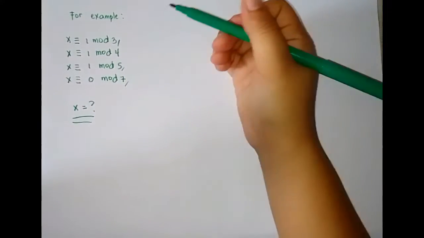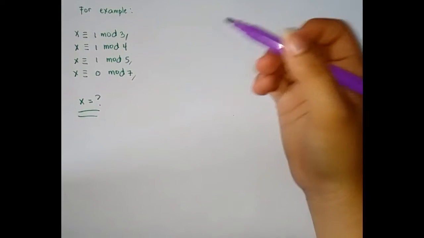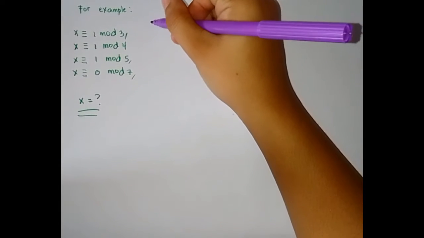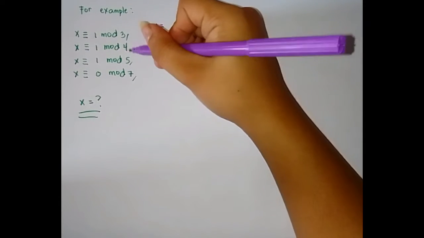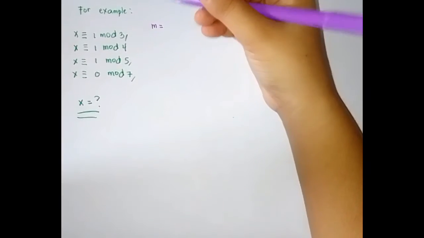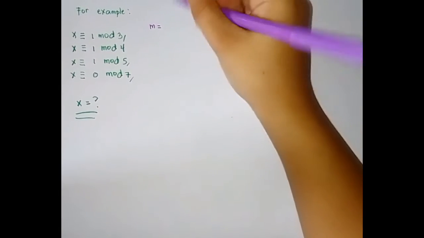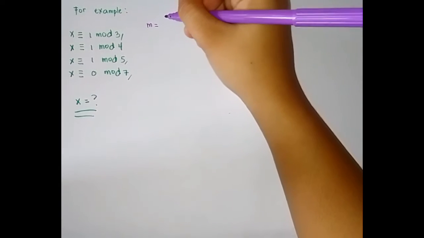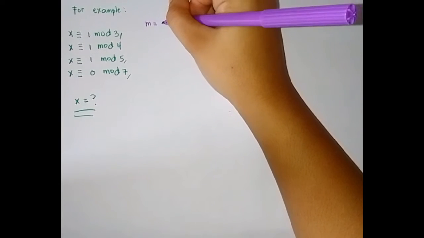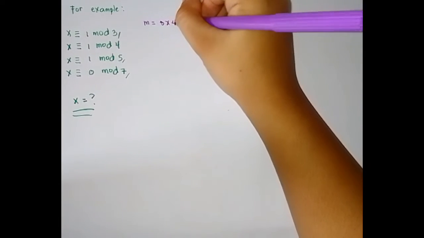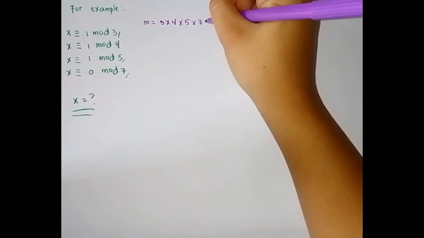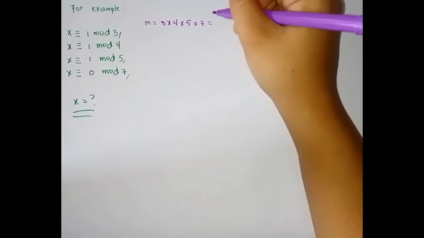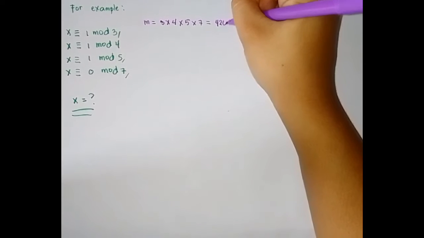So we can use the Chinese remainder theorem in finding the value of x from the given modulus. After that, we'll find the value of the modulus, which are 3, 4, 5, and 7. We'll multiply 3, 4, 5, and 7 to get the value of m, or the modulo. So we have 3 times 4 times 5 times 7, that is equal to 420.